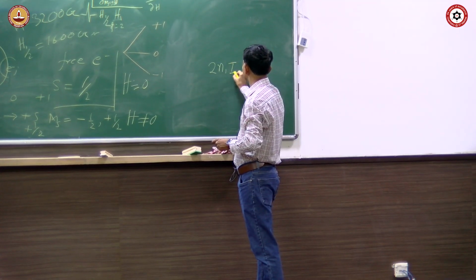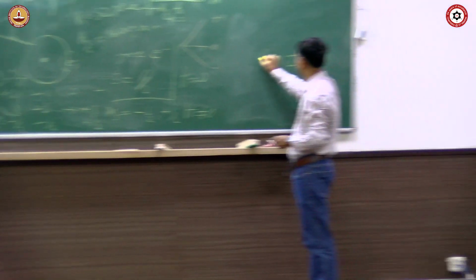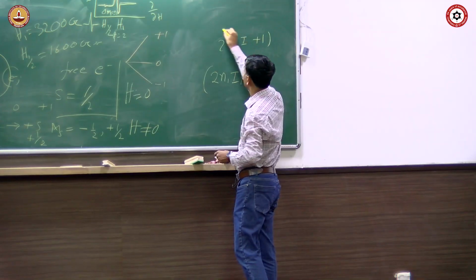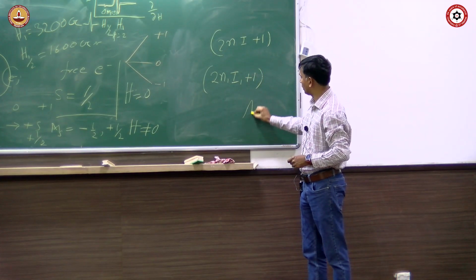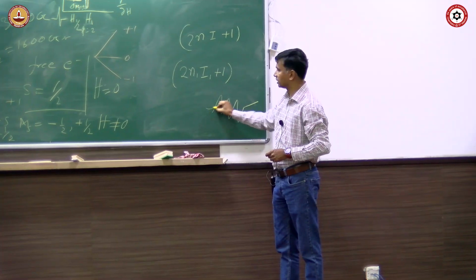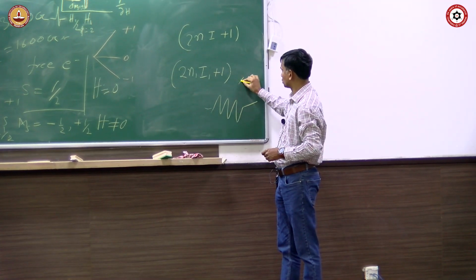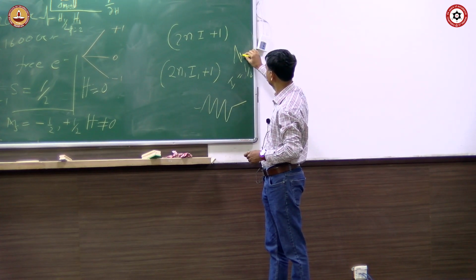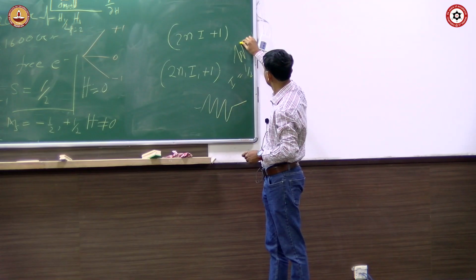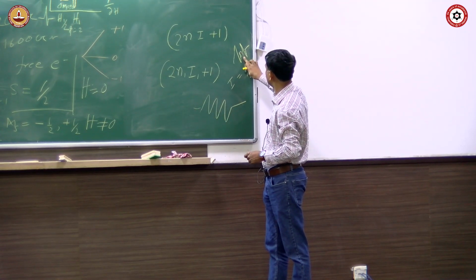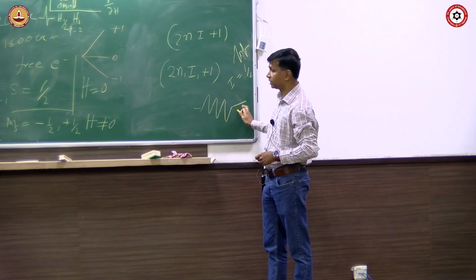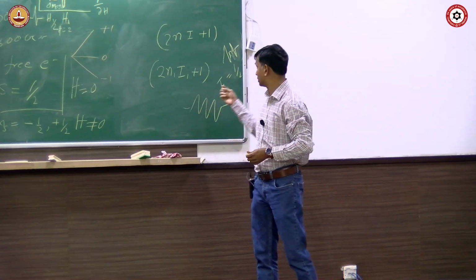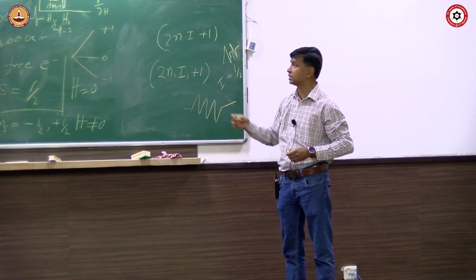2NI plus 1, if you have one nucleus, 2NI plus 1. This is only to count the number of hyperfine lines, depending upon the spin of the nucleus. So if the nucleus spin is half, you get 2 signals. If you have one non-spin-active nucleus, you will get 1 signal. If you have two, spin is 1, then you get 3 signals. They are very pretty simple.